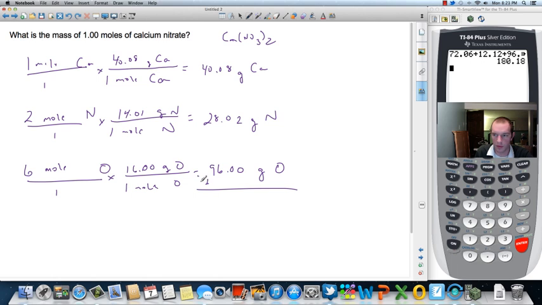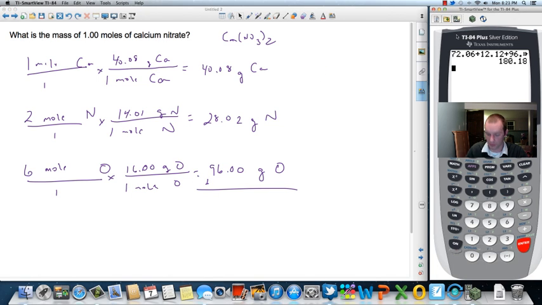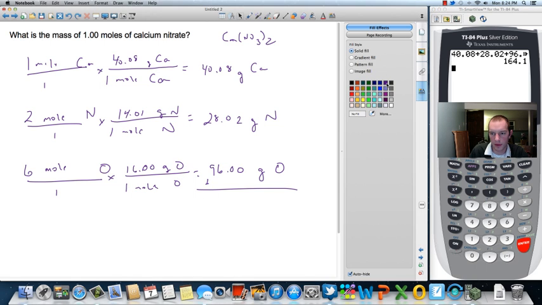Now to find the total molar mass, we have to add them all up. We've got 40.08 for the mass of calcium plus 28.02 for the mass of the nitrogen plus 96.00 for the mass of the oxygen. Add it all up, and we find a total molar mass of, just trying to verify here, yep, of 164.